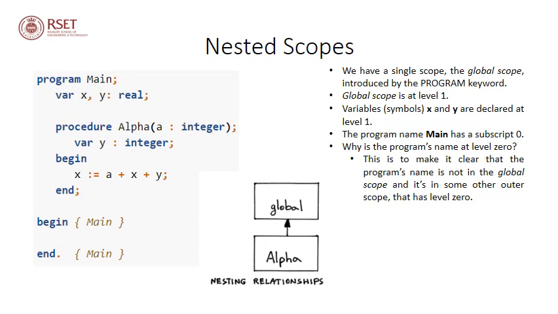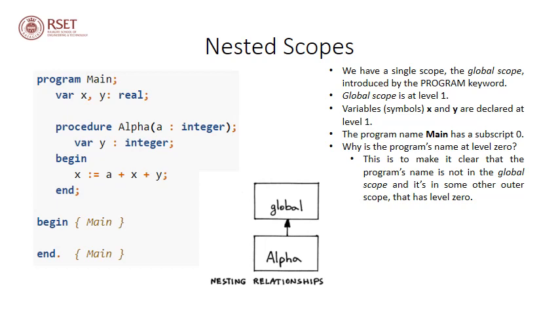Now within the procedure alpha, what we are doing is adding up the value of a plus x plus y. So a is taken from the local scope, which is passed as an argument to alpha, x is taken from the global scope, and remember that x is a real variable, and y is also from the local scope. Finally, you are adding two integer values, a and y, to a real value x. Therefore the answer will also get implicitly typecast to a real value. So the function will compute the resultant real value.